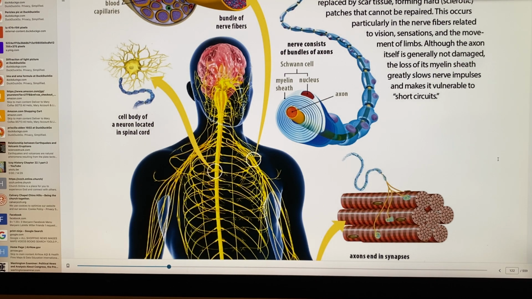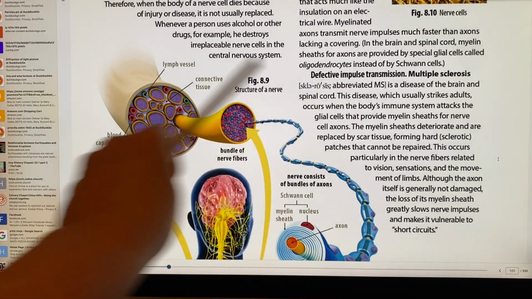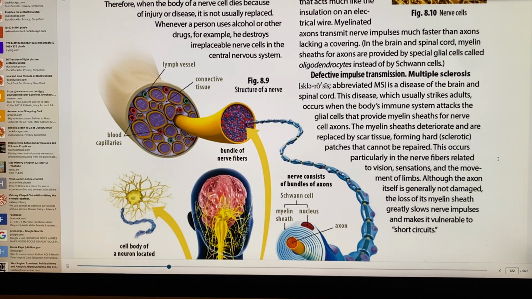Okay, now let's talk about some of the problems with the nervous system, some diseases. Well, a defective impulse transmission, when this is not working very well, we have a disease called MS. Have you ever heard of MS?